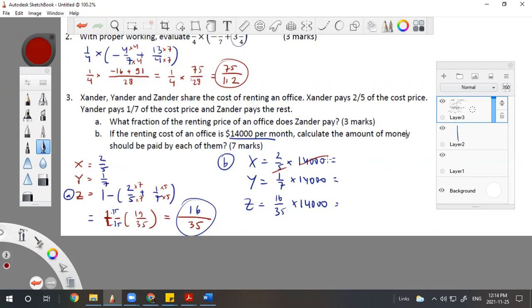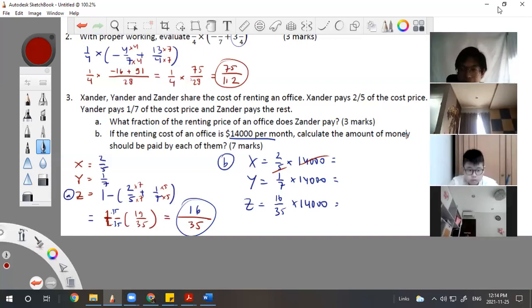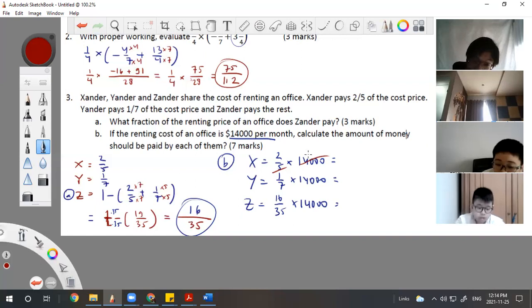Can someone please just say what is 14,000 divided by 5, guys? Please, someone do a calculator for me. Calculate for me. Come on, guys, I'm waiting. 14,000 divided by 5. What is the number? Anyone? Hello? 2,800. Sorry? 2,800. Okay, thank you, Kimi.